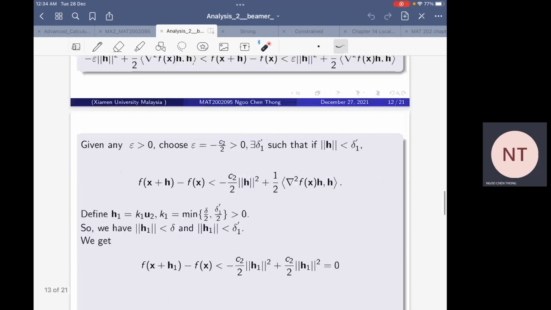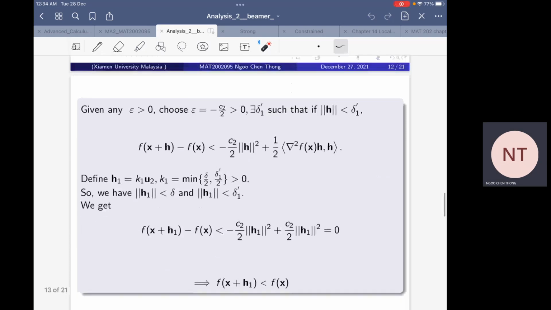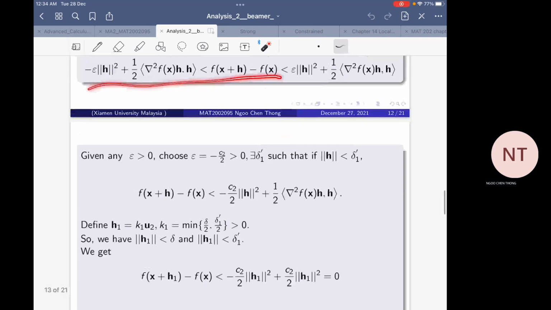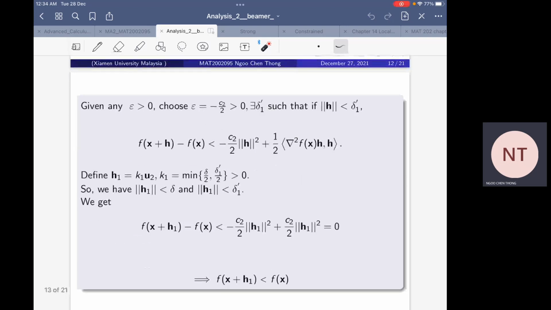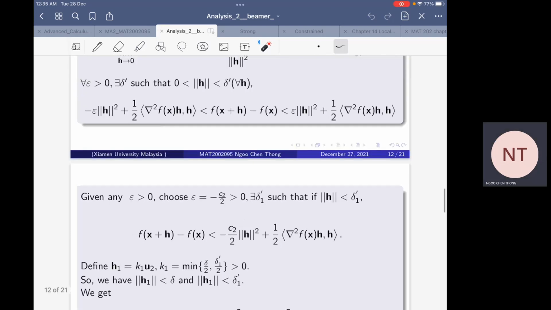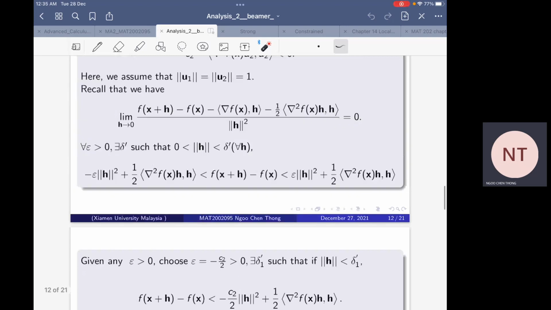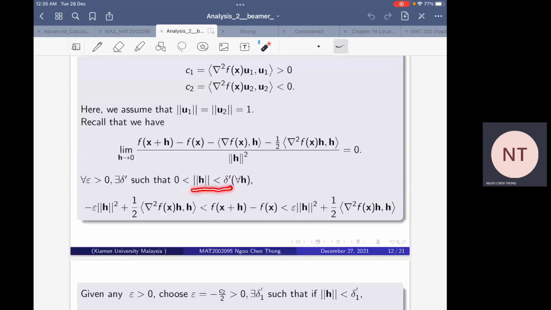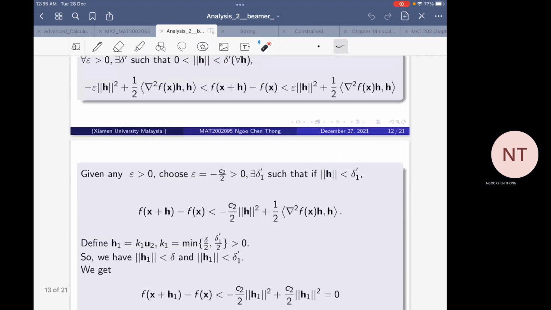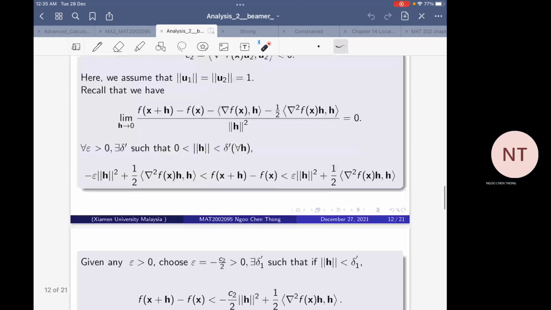Then we write everything from this. Then we have f(x+h) minus f(x) less than negative c2 over 2 times this plus this thing. Now we define h1 to be k1 times u2. Here we can see that the norm of h is less than delta prime, and also this is less than delta 1 prime. Here there is no prime.